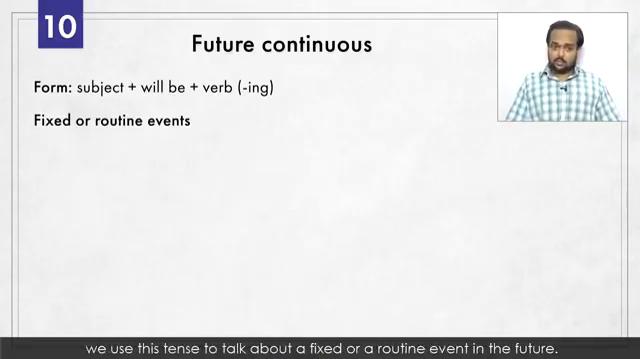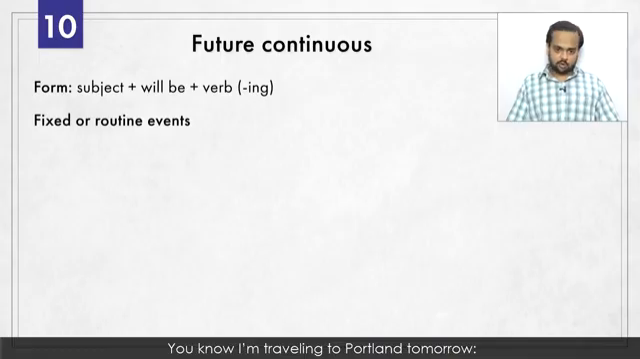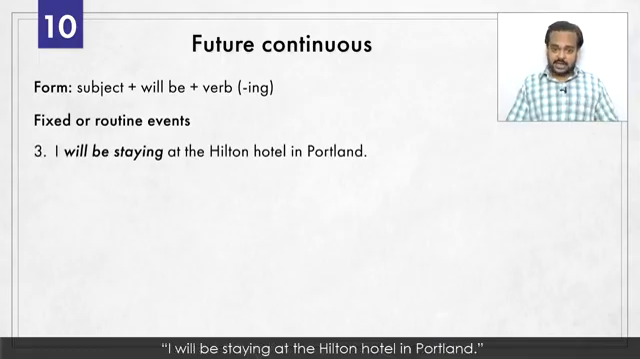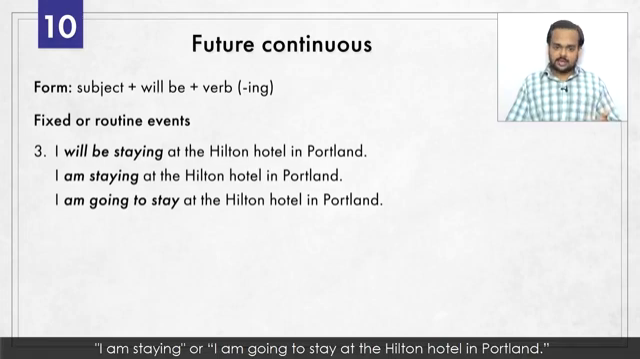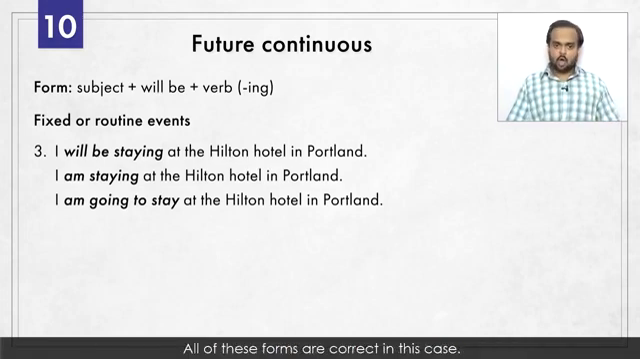But sometimes we use this tense to talk about a fixed or a routine event in the future. You know, I'm traveling to Portland tomorrow. I will be staying at the Hilton Hotel in Portland. This is a fixed arrangement. It has the same meaning as saying, "I am staying" or "I'm going to stay at the Hilton Hotel in Portland." All of these forms are correct in this case.